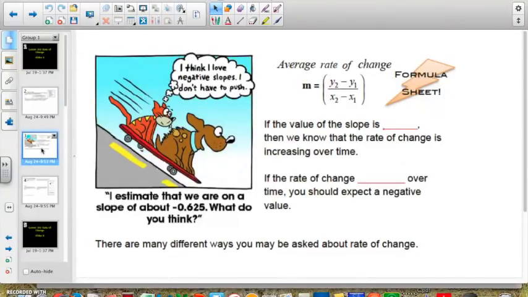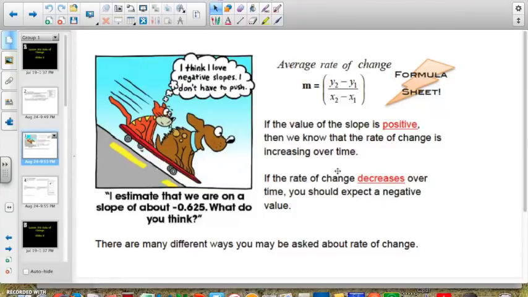Now, the formula for your average rate of change, or your slope, is on your formula sheet. You will find it at the top of the formula sheet on page 2. The formula is y2 minus y1 over x2 minus x1. We've talked briefly about slope before, back in Unit 1 and Unit 2 when we were graphing. We're going to take a more in-depth look at it through this lesson. If you'll recall, if the value of slope is positive, then we know that the rate of change is increasing over time. And if the rate of change decreases over time, you should expect a negative slope.